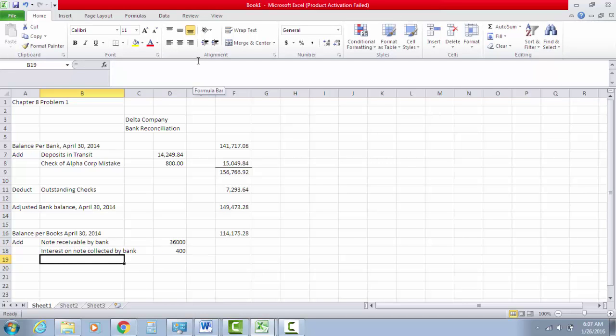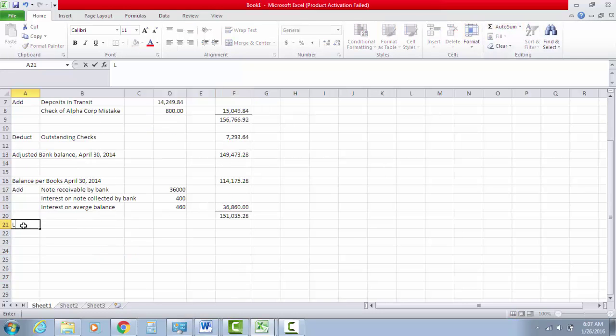And that is $400. You then also need to add the interest you've earned on the average balance of your checking account, and that is $460. The sum total of that is $36,860. If you add those items together, you come to $151,000. Now you're not done, because you also need to subtract some items.